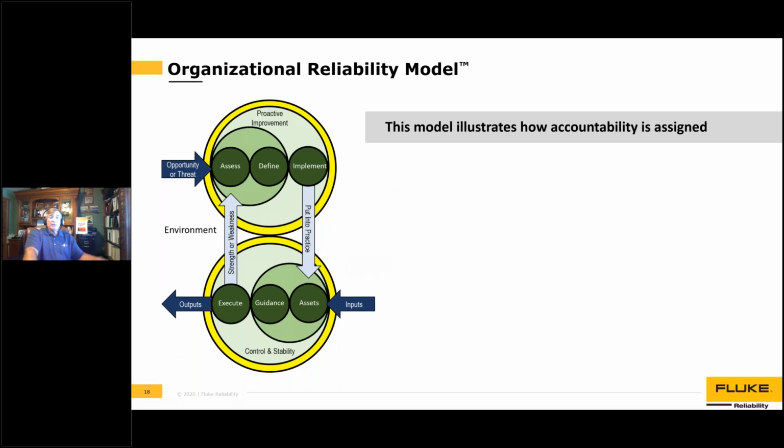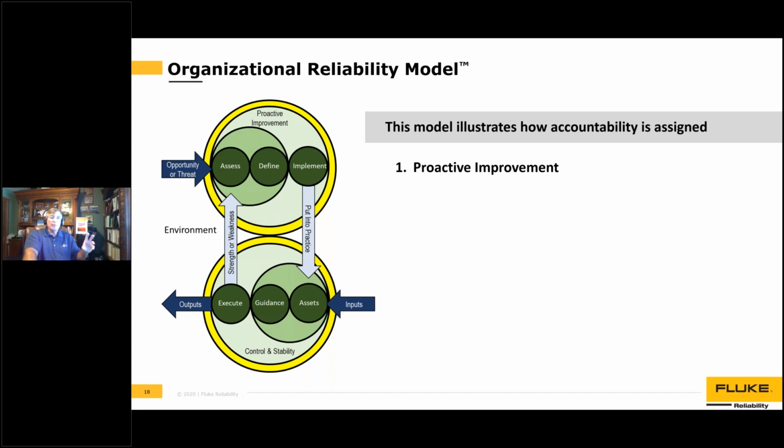So in my book, I created a thing called the organizational reliability model. This is something that I've been working on for probably 15 years, but it got refined to the point where I think it makes tons of sense. So I'm going to introduce it here as a model for assigning accountability. There are two major components to it.